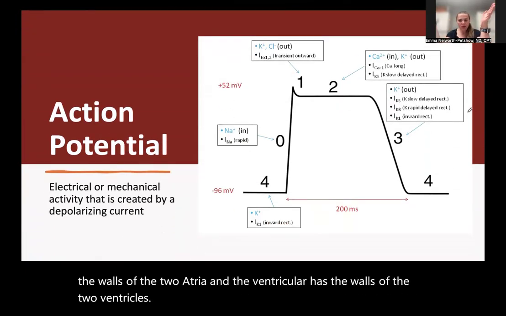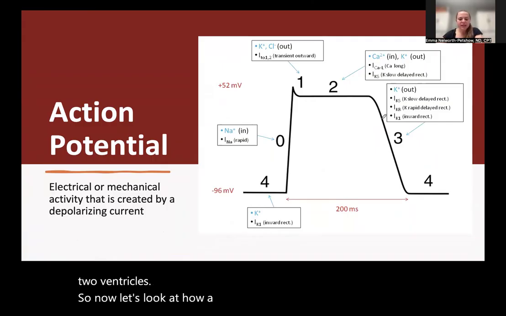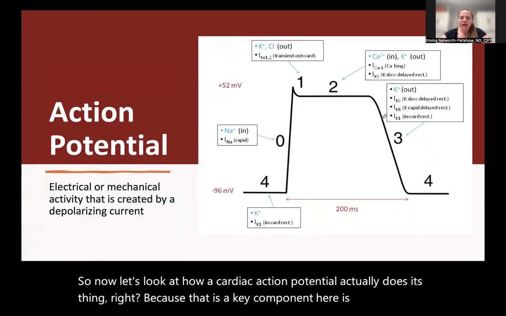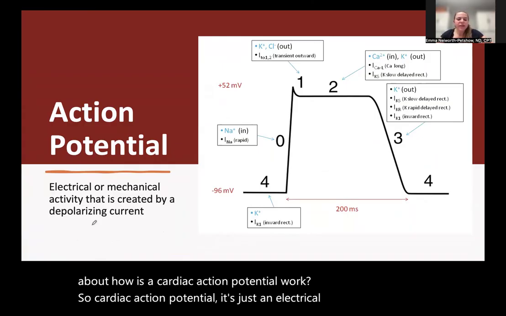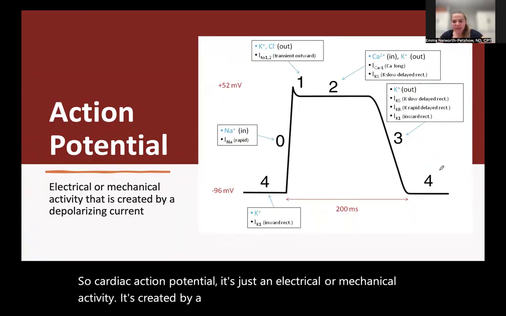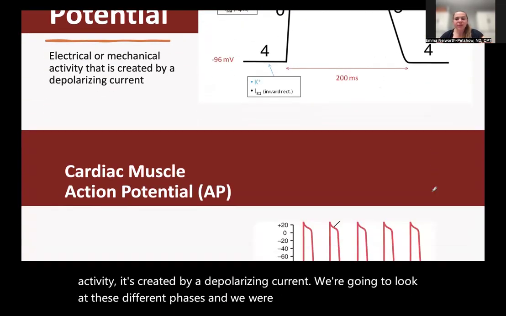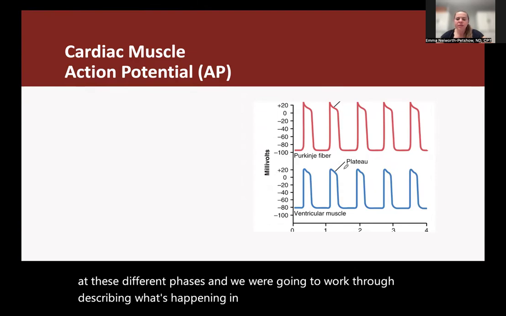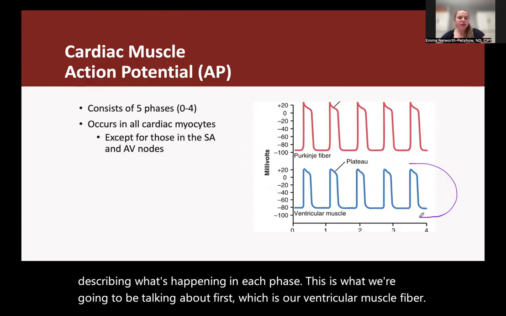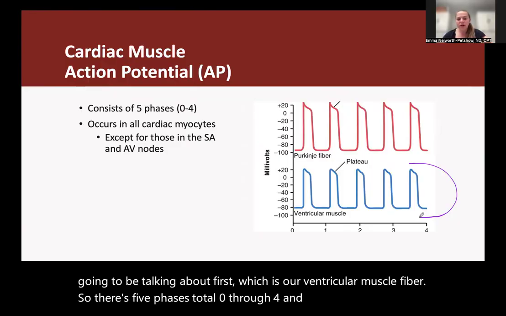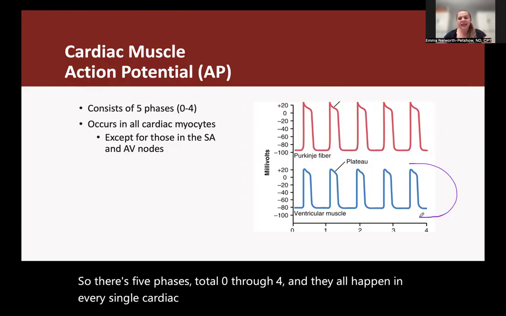So now let's look at how a cardiac action potential actually does its thing, right? Because that is a key component here, thinking about how a cardiac action potential works. A cardiac action potential is just an electrical or mechanical activity that's created by a depolarizing current. And we're going to look at these different phases and work through describing what's happening in each phase. This is what we're going to be talking about first, which is our ventricular muscle fiber. So there's five phases total, 0 through 4, and they all happen in every single cardiac myocyte except for the SA and AV nodes.